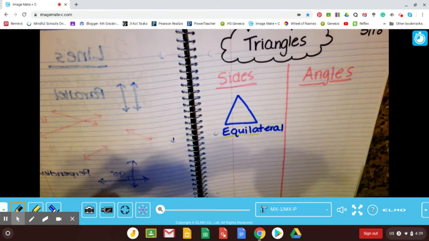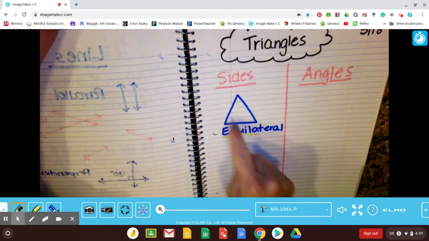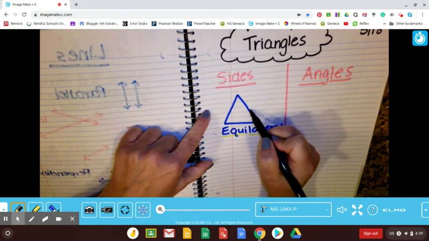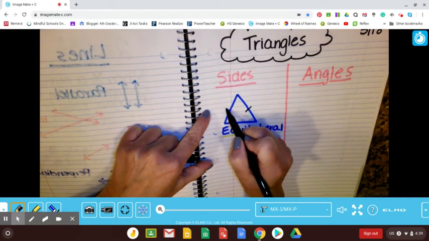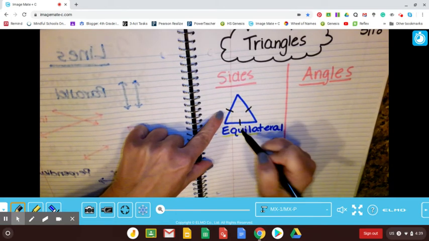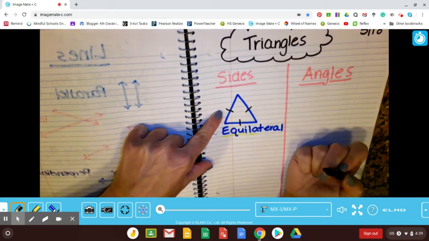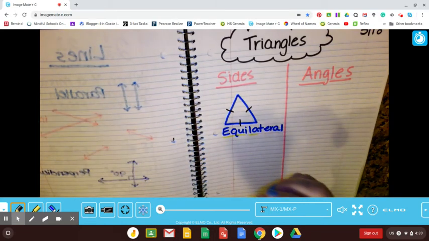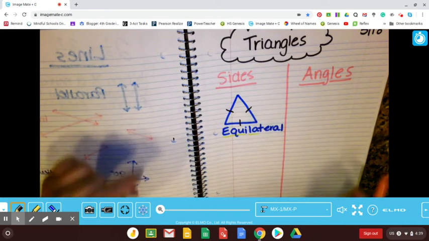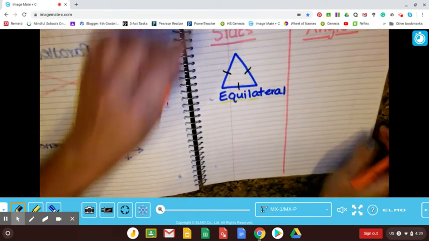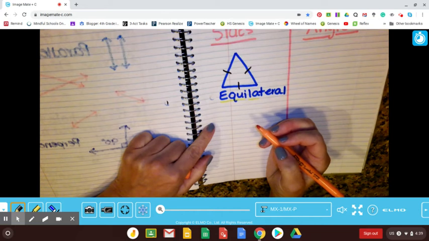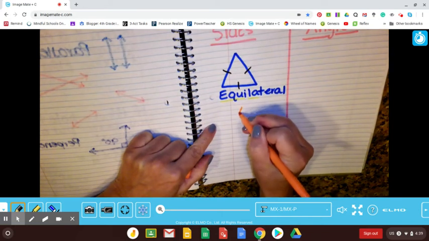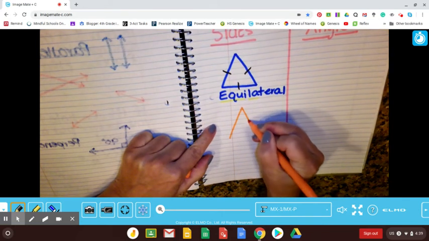And we show that even if we don't have the numbers written on the sides, we show it by these little lines. This is showing that all three sides are equal on this triangle, even though I don't need to really measure it. Another type of triangle that we have, and we can classify according to its sides, is called an isosceles triangle. I'm going to try my best to make a very nice triangle for you.